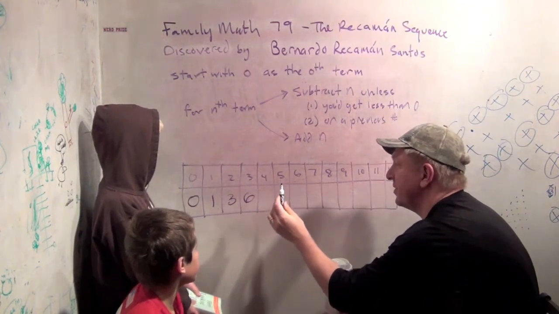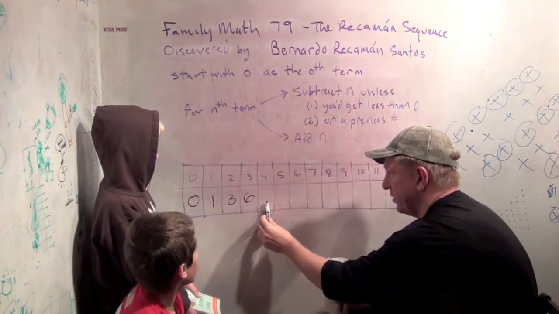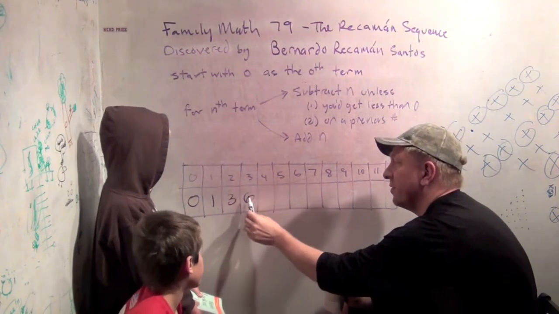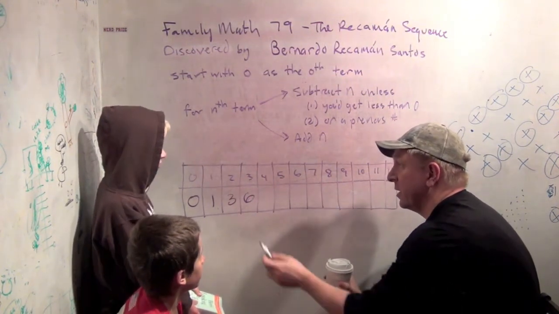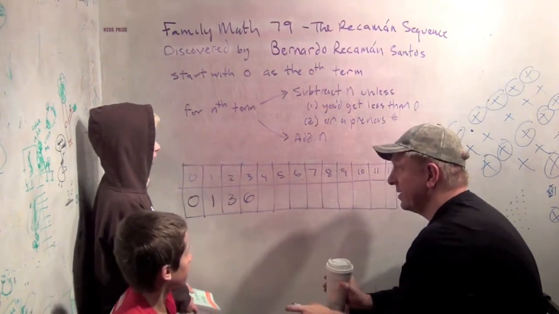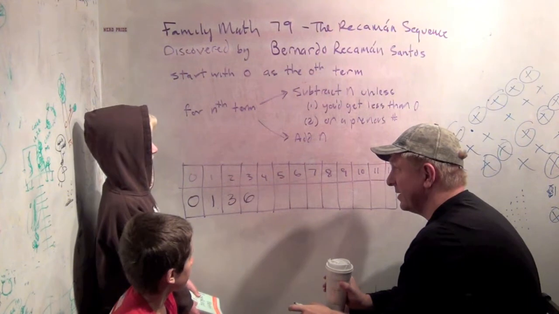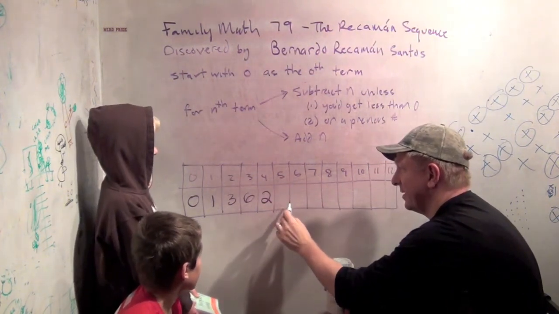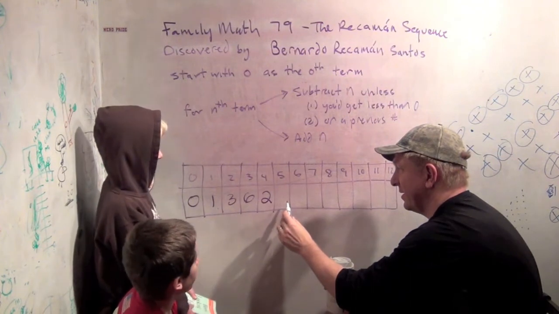Now what do we have to do next? We have to subtract 4 from 6. Very good. What is 6 minus 4? It's 2. Do we already have it? No. Is it less than 0? No. All right, so we can do that.